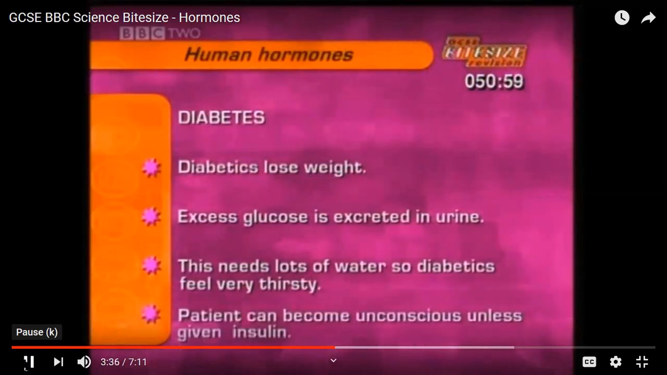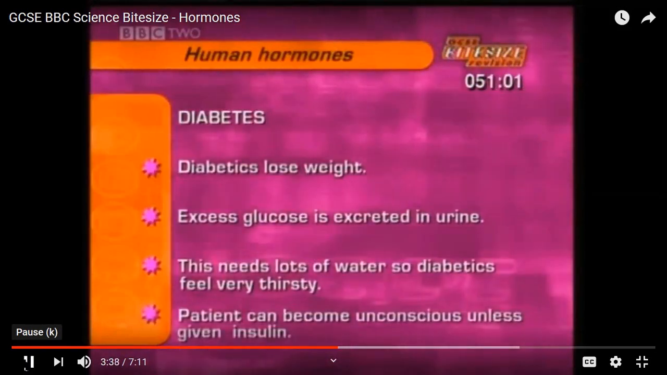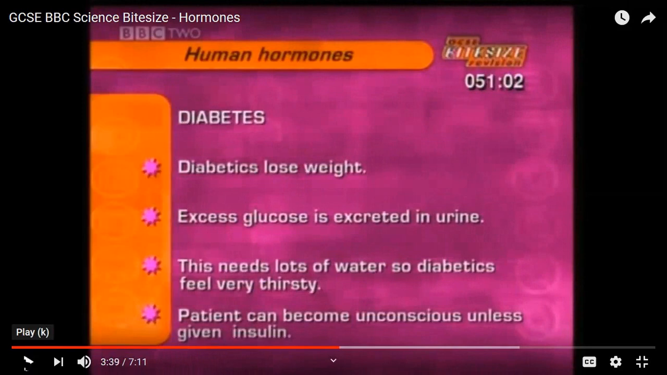Diabetics can also become unconscious unless they are given artificial insulin. If there's too much sugar in your blood, you can faint. Yeah, you'll find people fainting when they're diabetic sometimes, and then you give them the injection and they come back.